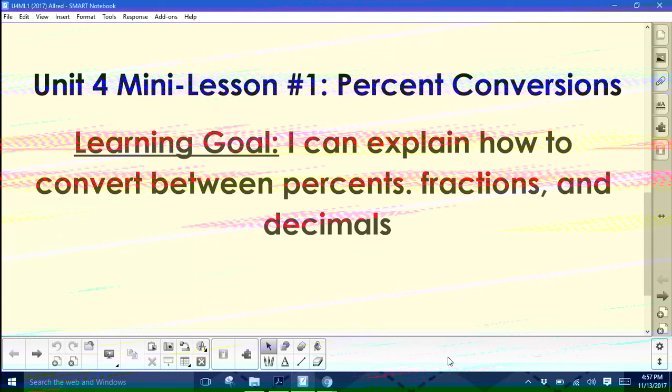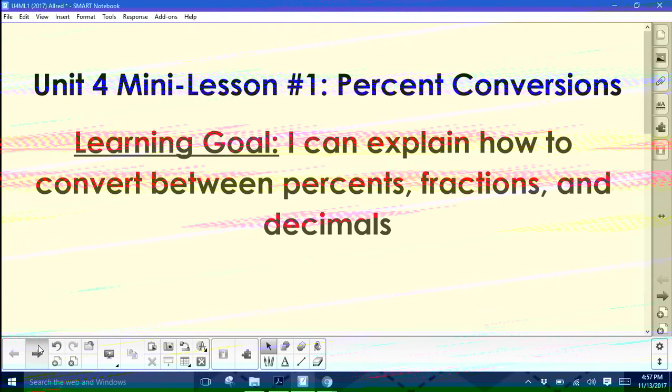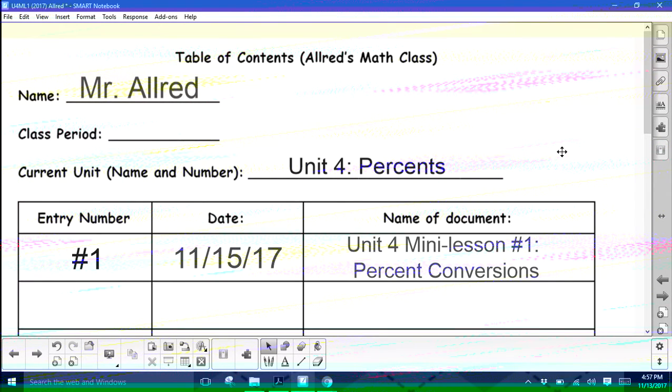This tends to be kids' favorite unit of the year because it talks a lot about money with tax and tip and commission and discounts, and I hope you enjoy it just as much as my students in the past have. Good luck.